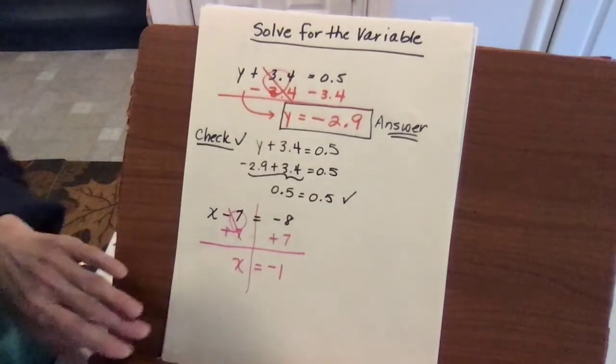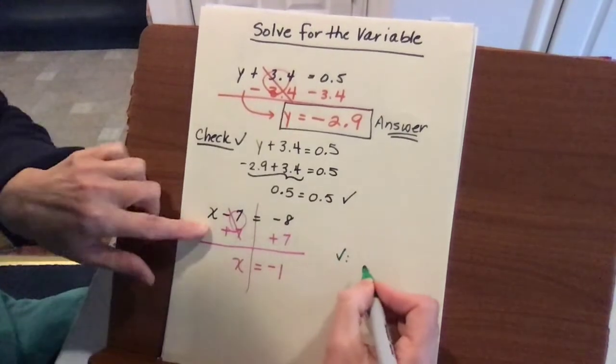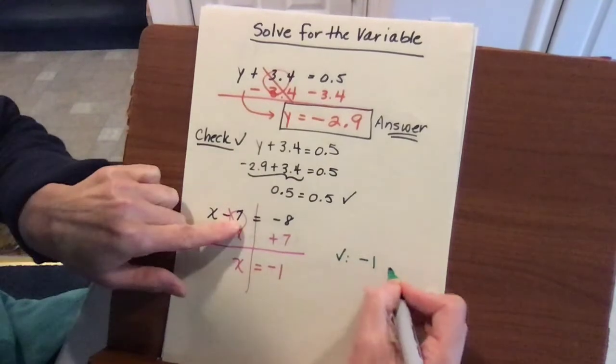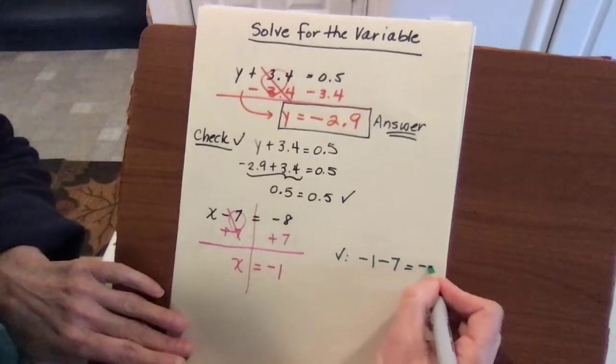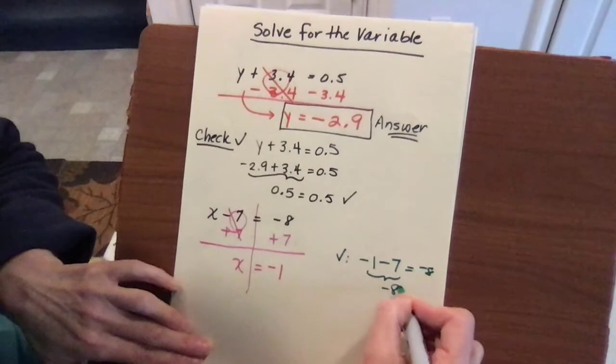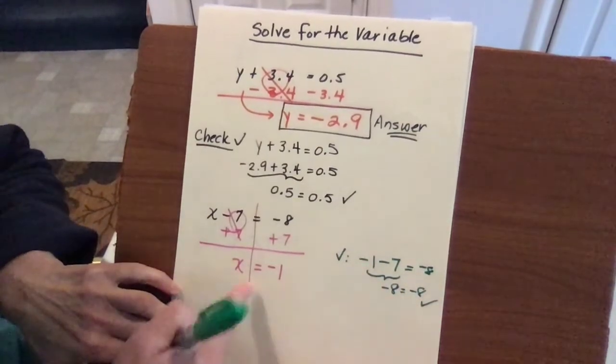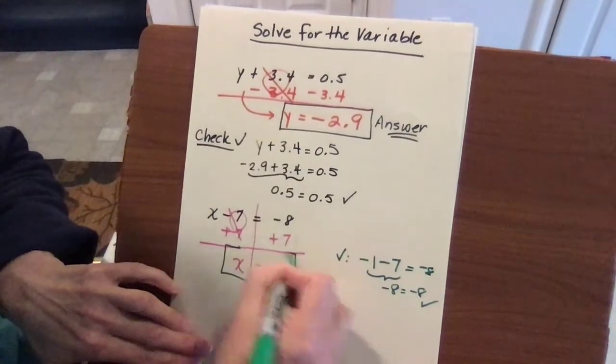All right, a quick check on the side. Plug in negative 1 for the x. Negative 1 minus 7 equals negative 8. And this works. So therefore, this is our answer.